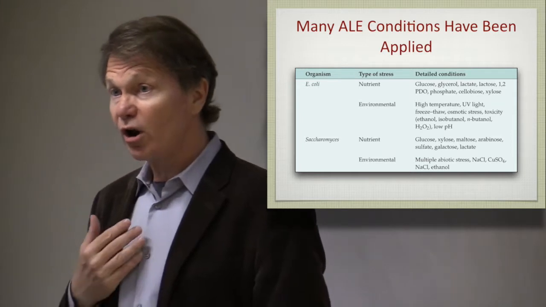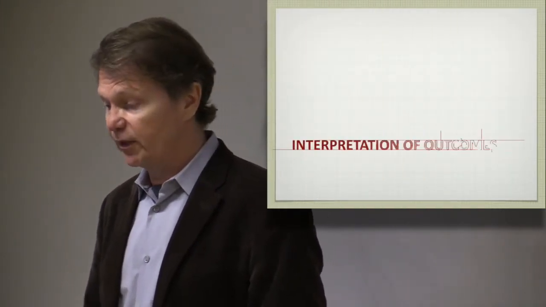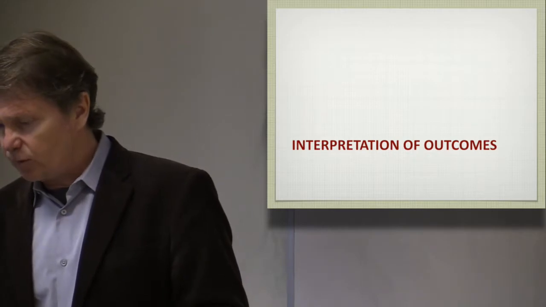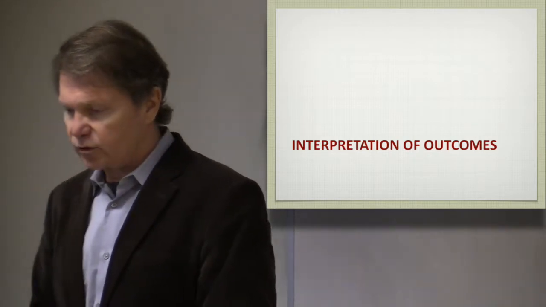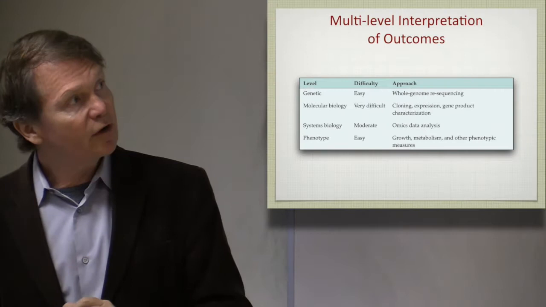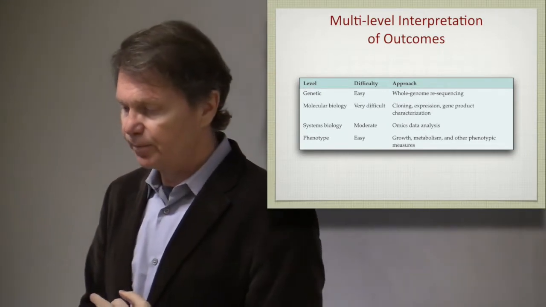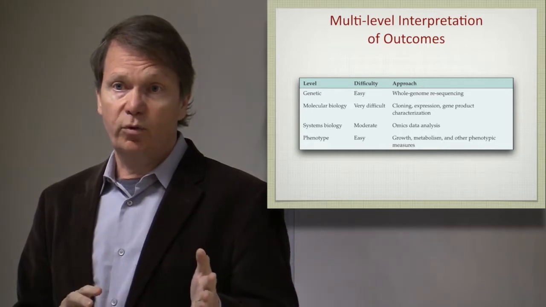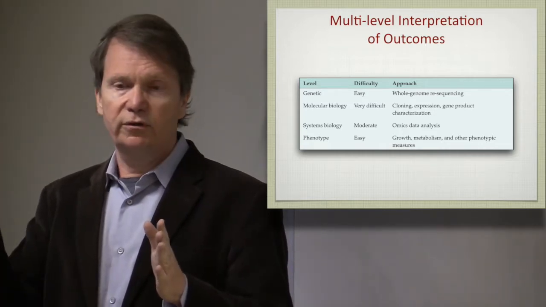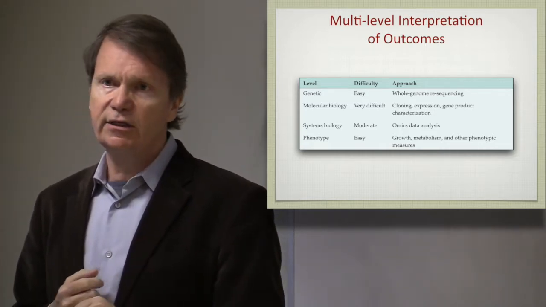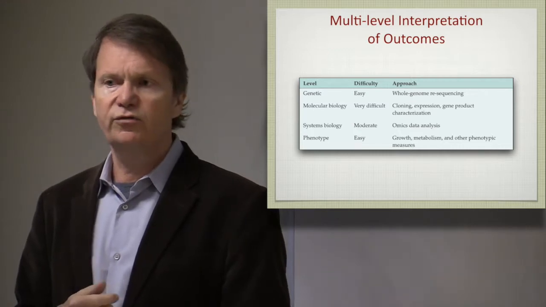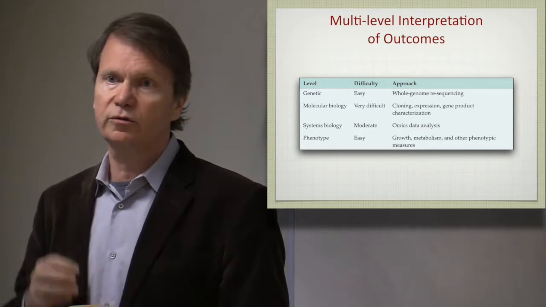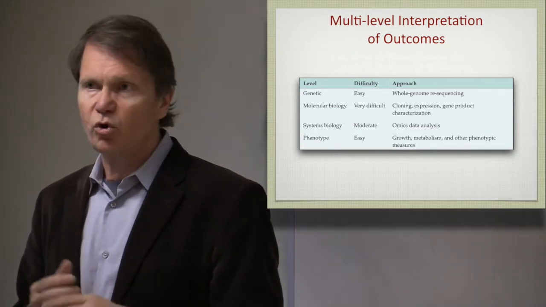So you can learn a lot from adaptive evolution, many different things. So let's talk a little bit about the interpretation of the outcomes. So this is a summary of basically what I've been saying. You do an ALE experiment, you have a start point, you have a trajectory, you have an end point. It is very easy to look at the genetic changes now. It's very easy to sequence, it's cheap. You can find the mutations. You can do this over and over again.